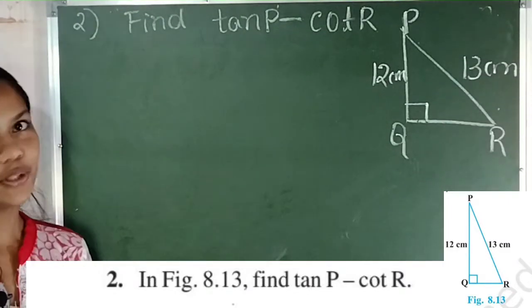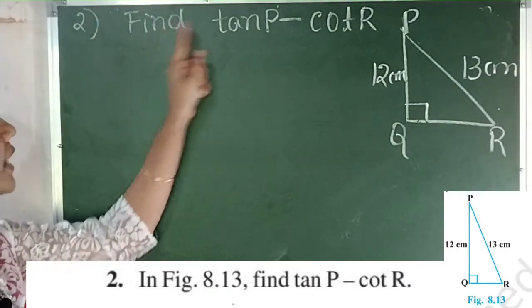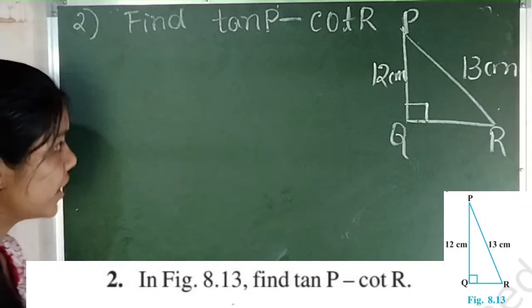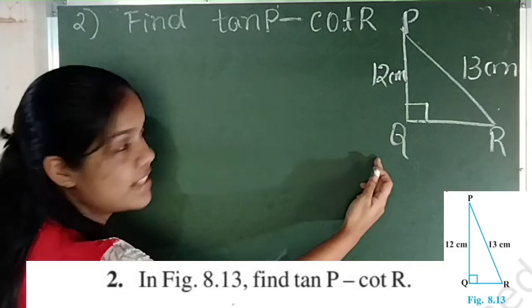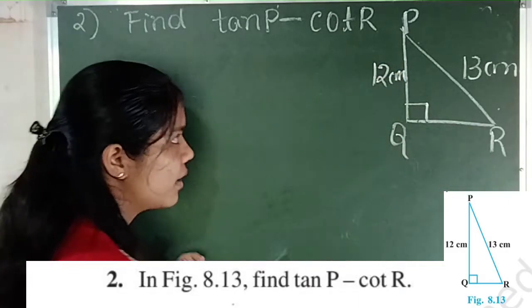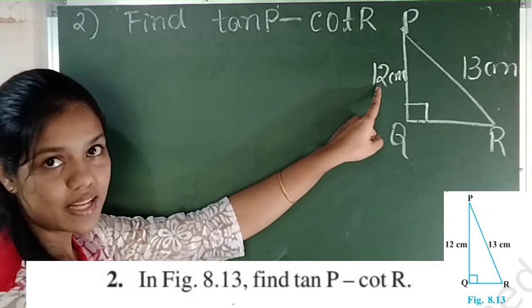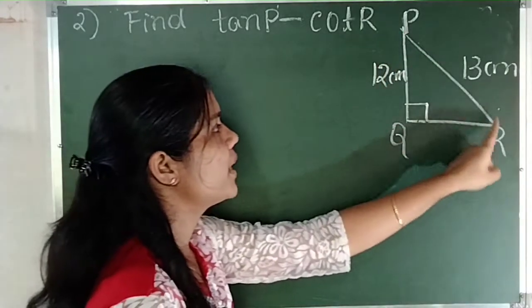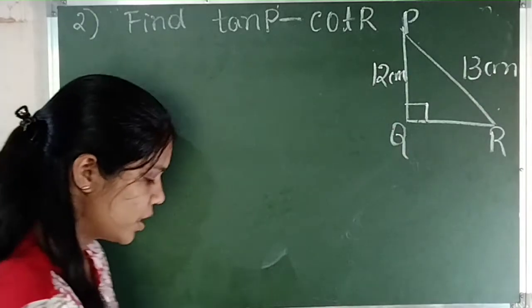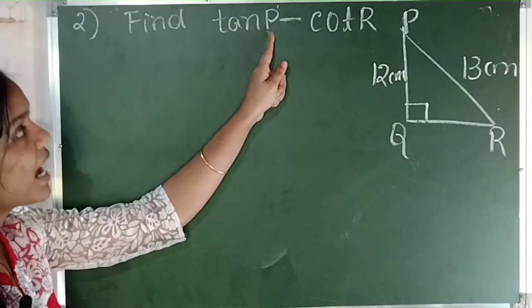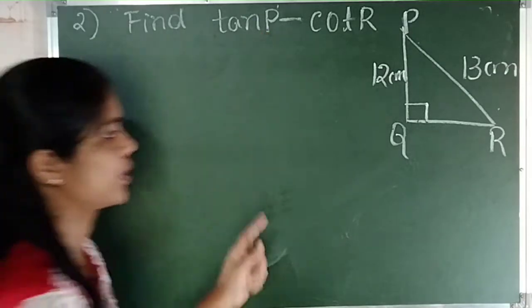So the question number 2, we have to find tan P minus cot R. So they have given a right angle triangle PQR and they have given the length of PQ, that is 12 centimeter. The length of PR is 13 centimeter. First, I have to find tan P. So the angle is present at P.